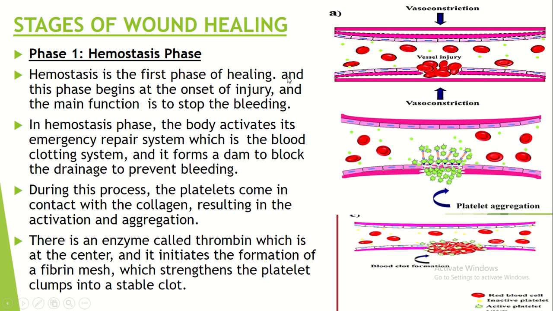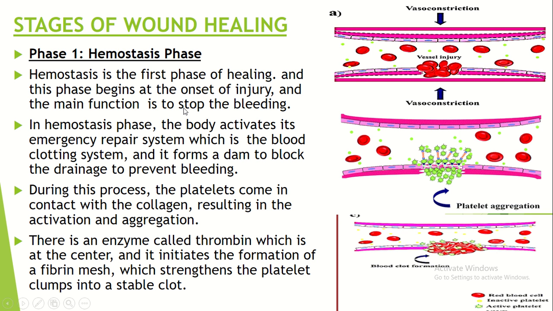Hemostasis is the first phase of healing, and this phase begins at the onset of injury, and the main function is to stop bleeding. I have made it into simple English only so that it will be easier for you to understand. If you read it twice, you can understand this concept. When a cut or injury happens, immediately this phase starts. And the main function is to stop the bleeding.